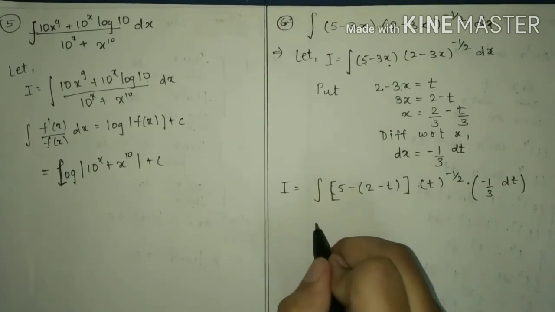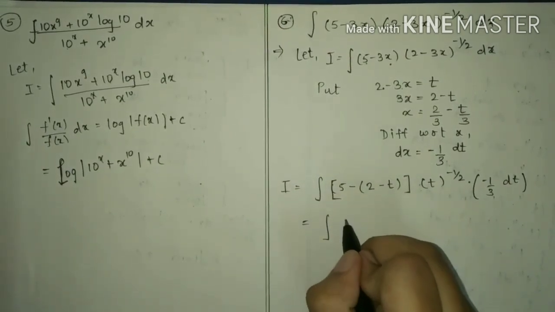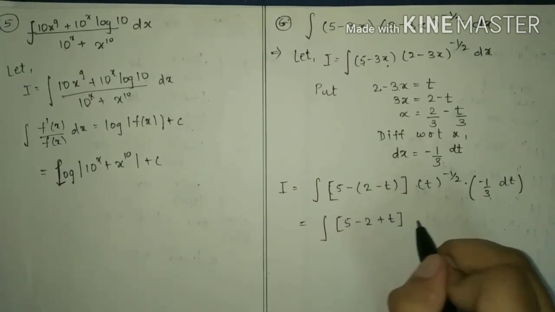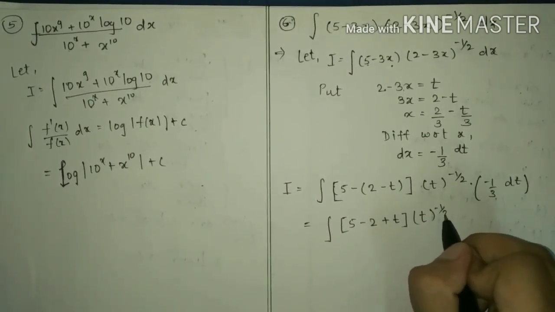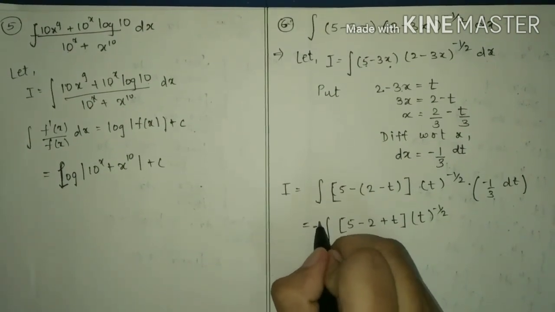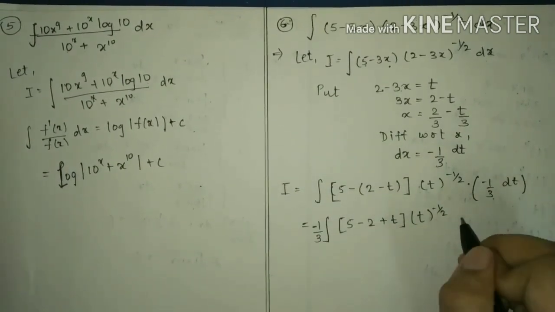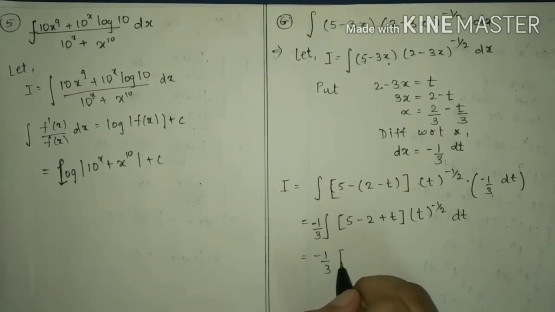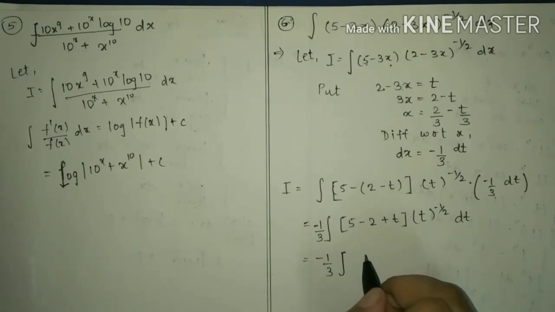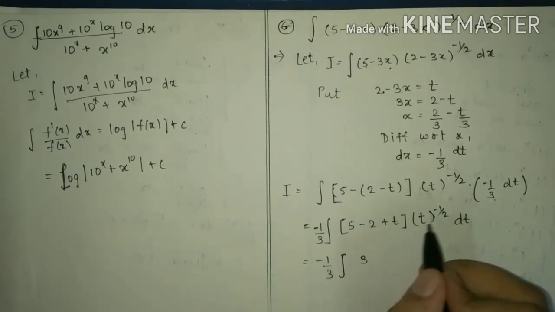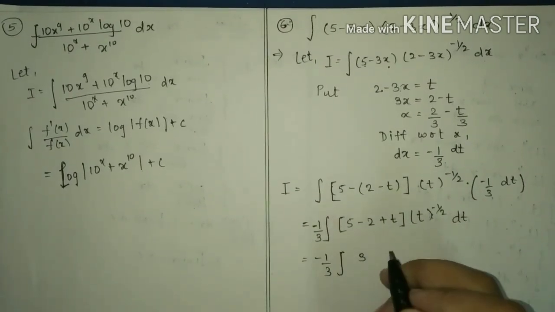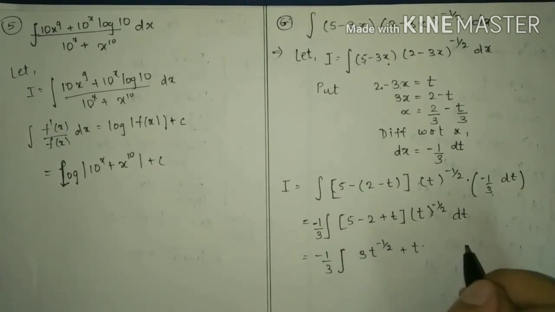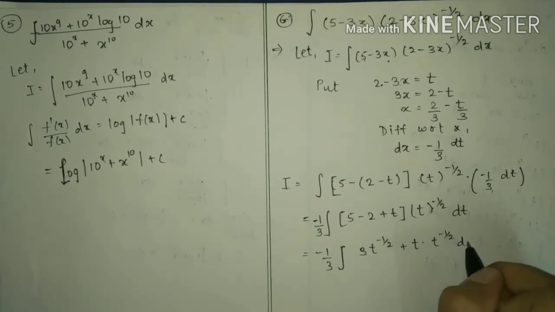So let's simplify the sum so that we can solve it more easily. So 5 minus 2 plus t into t raised to minus half. Let's take minus 1 by 3, which is constant, outside, whole integration dt. So minus 1 by 3 integration, 5 minus 2 is 3, and when we open the other bracket, this t raised to minus half gets multiplied inside, plus t into t raised to minus half dt.